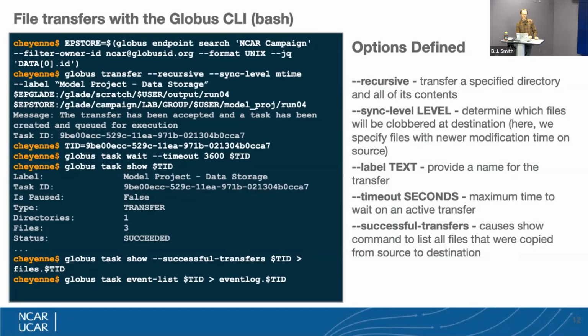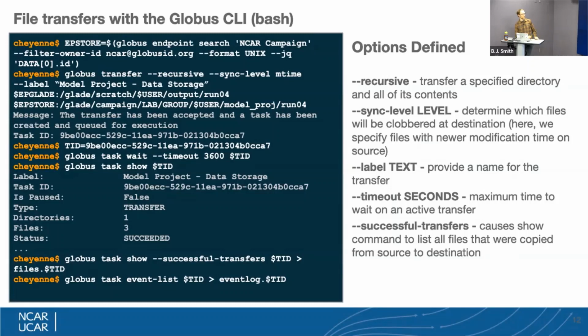Otherwise, it looks very similar to an SCP command in that regard. So assuming I've put in everything properly, it will then say that the transfer has been accepted and that the task has been created and queued for execution. And then it's going to give you another nice long ID string, and that ID string is tied to your task. So that's how you can track the task after you've scheduled it.